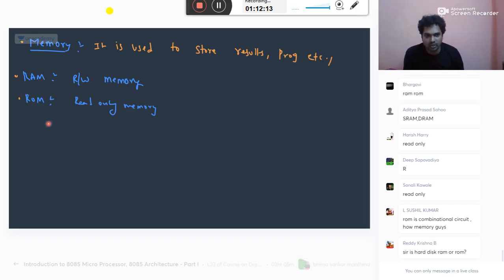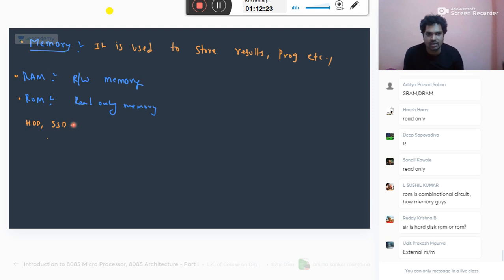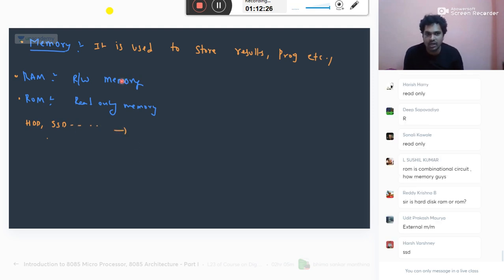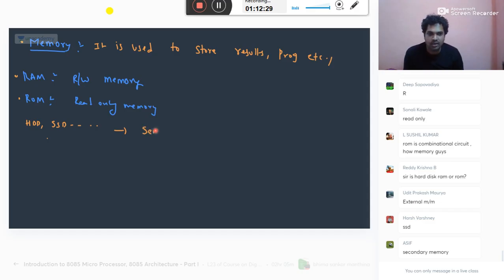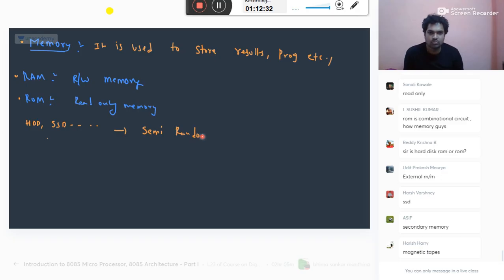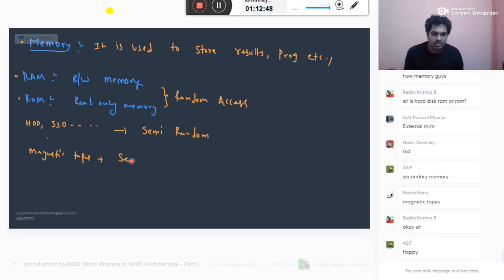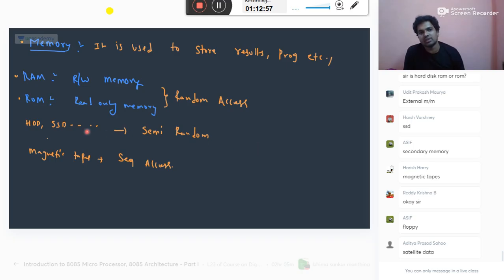You can say here you have hard disk and what we call SSD, your solid state external memories. These are also external only. These are semi-random, these are random access. Then you have some magnetic tapes. These are sequential access. Your floppy, all disks, CD, DVD come under semi-random. So how to connect these devices to the computer, we discussed.